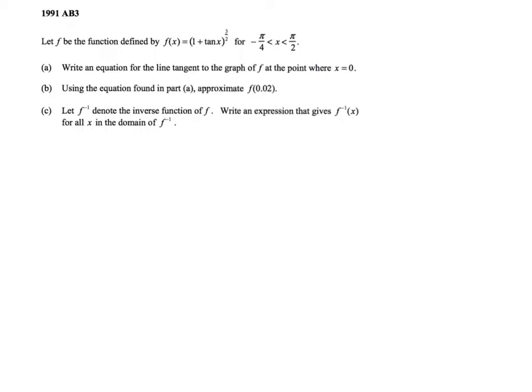Okay, for your response, 1991 AB3 says, let f be the function defined by f of x is equal to 1 plus tangent x to the 3/2 power, which is really the square root of that quantity cubed. And then it says for the interval from negative pi over 4 to pi over 2. So x has to be between negative pi over 4 and pi over 2 for this graph only.